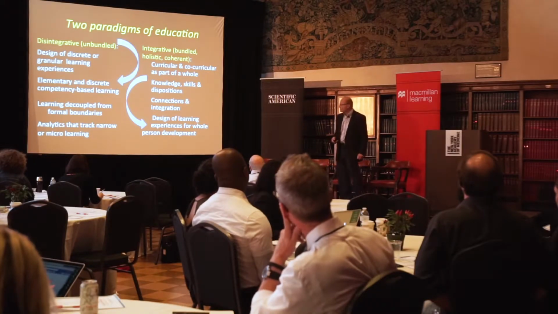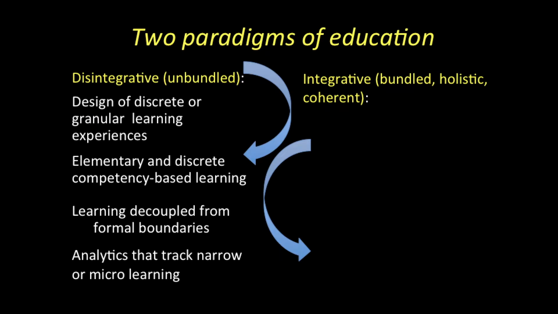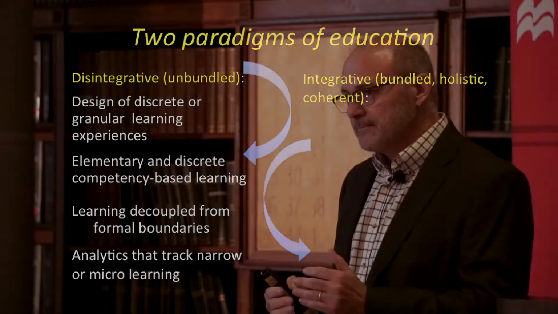I'm going to parse this list. On the left is what I think of as the disintegrative side. It's designing for modular or granular learning. It's elementary competency-based learning, learning decoupled from formal boundaries, learning anytime, anywhere, analytics-driven. I want to be super clear. I don't think of the left side of this list as evil and the right side as good. I'm only saying that if we're only designing for those elements on the left, then you're probably working with a diminished version of education and a diminished vision of learning.